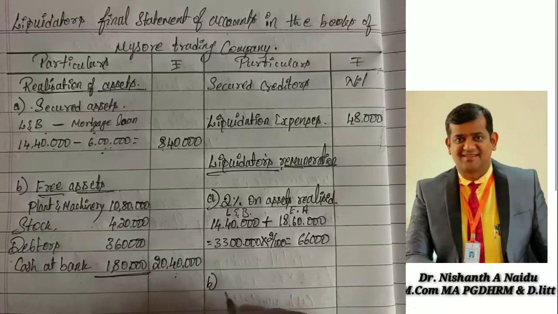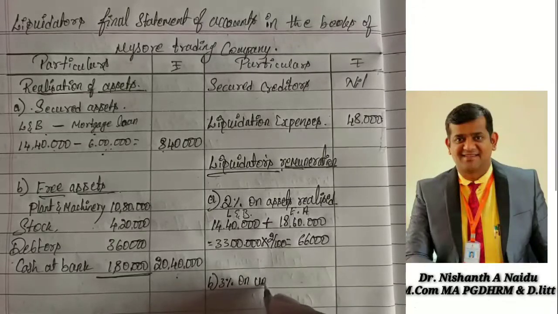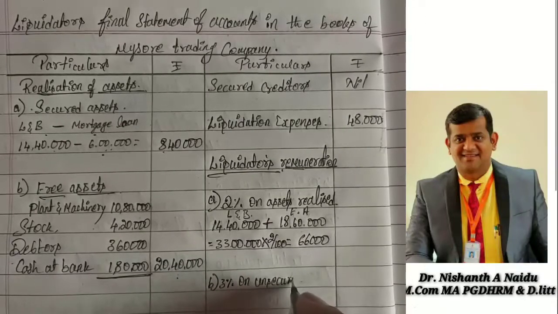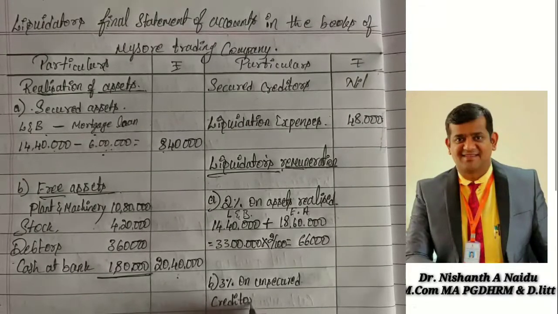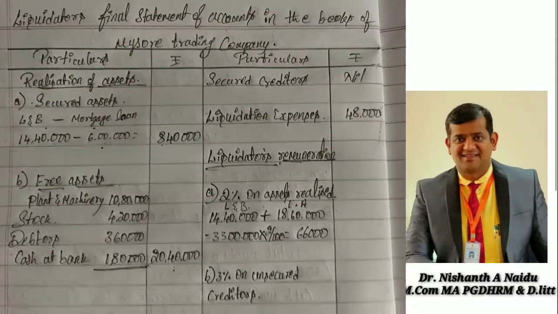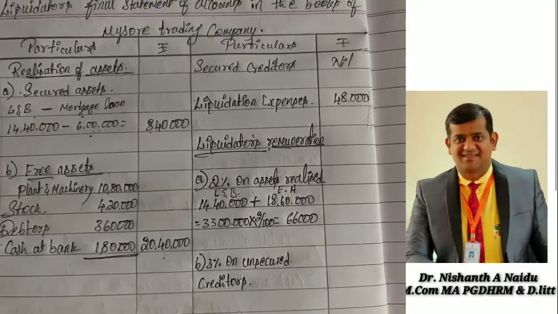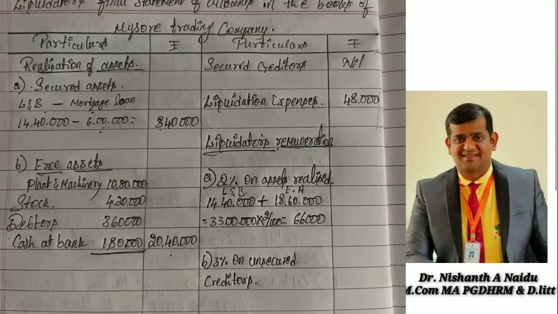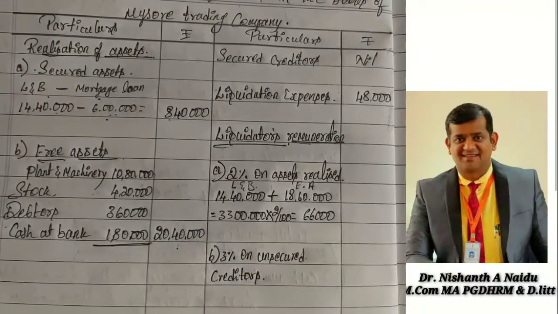Next is point B, what they said: 3% on unsecured creditors. So how much are the unsecured creditors? Do we know? No. So we have to do a working note for calculating unsecured creditors. Correct. So let us do the working note.